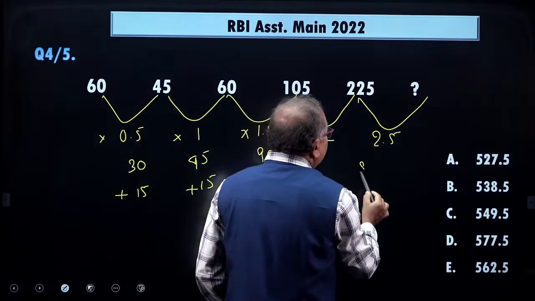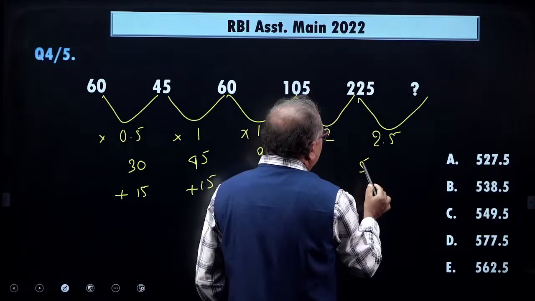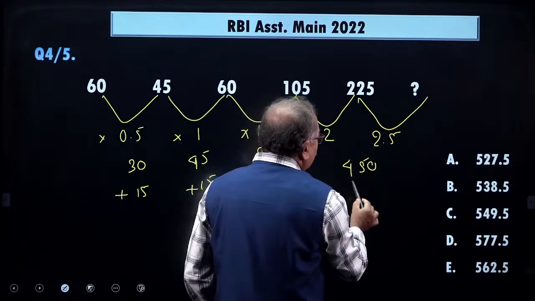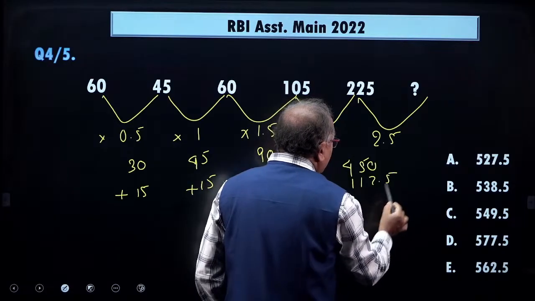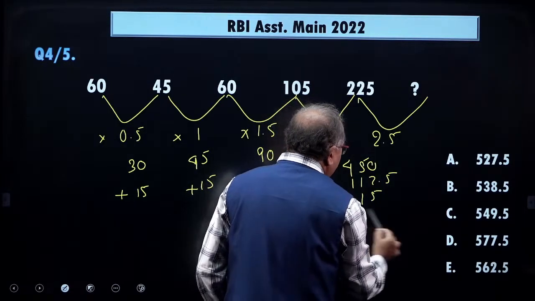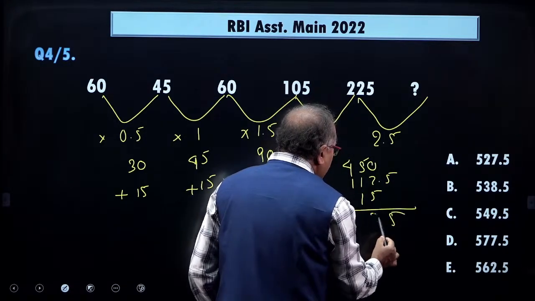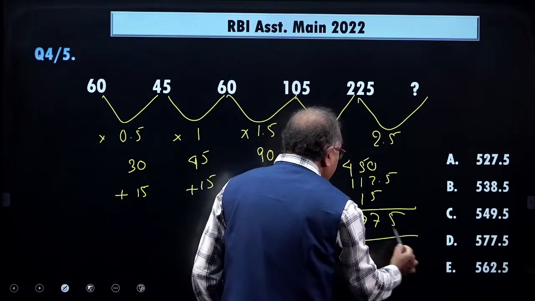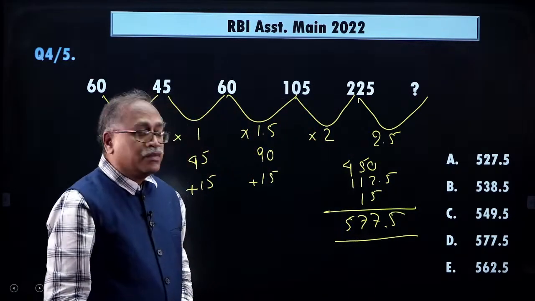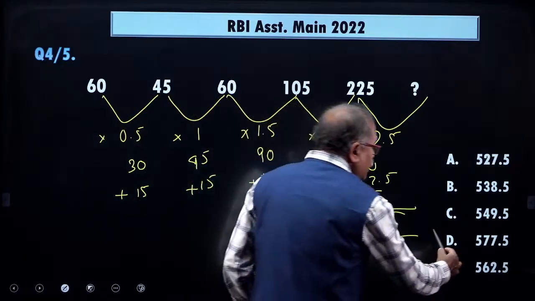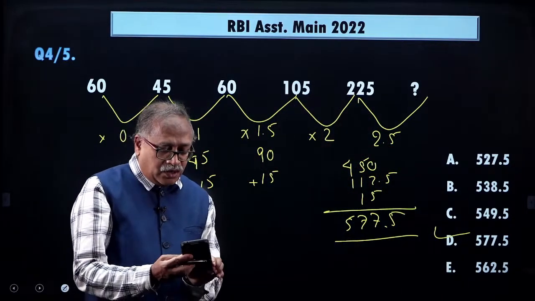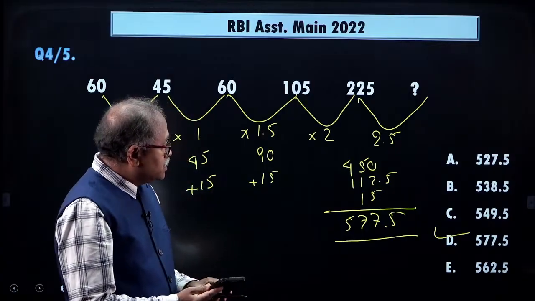Times 2 is 450, and half of this is 225, plus 15, times 2.5. So, I get 577.5. I see an option 577.5. Therefore, the option choice is D.